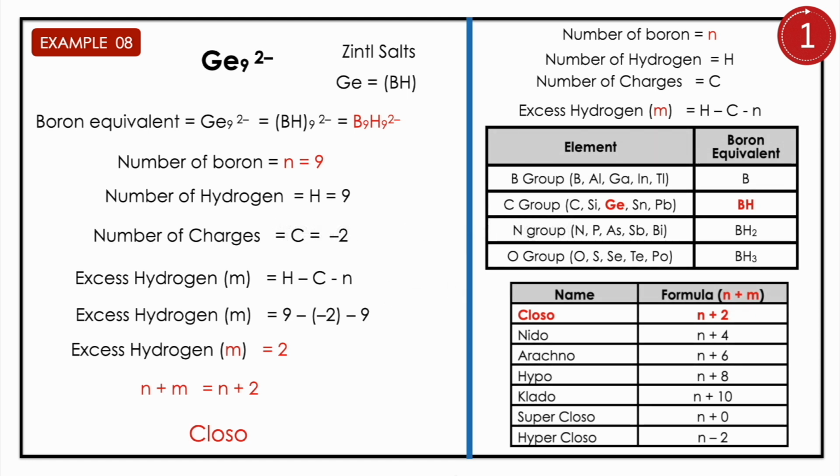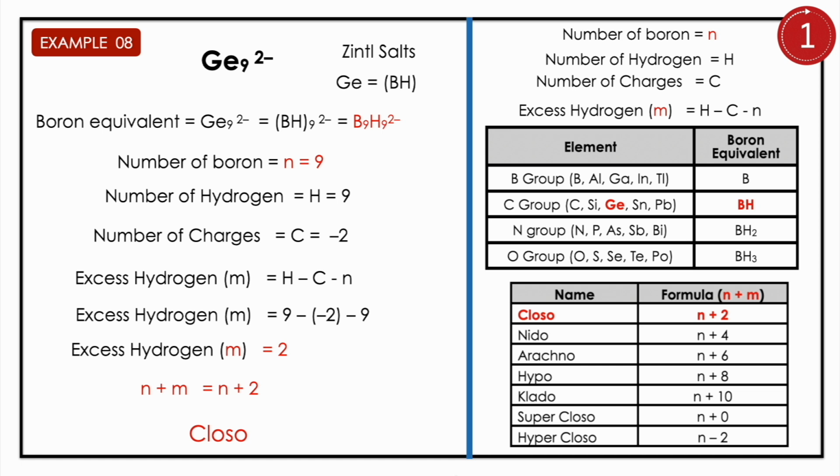The compound is Ge9 2 minus germanium cluster. So it is a Zintl salt, so we should find germanium equivalent. Germanium is in the carbon group, so BH will be the equivalent. Instead of germanium, if you substitute the BH, the formula becomes (BH)9 2 minus. If you rewrite it, it becomes B9H9 2 minus. So the compound becomes simple boron.